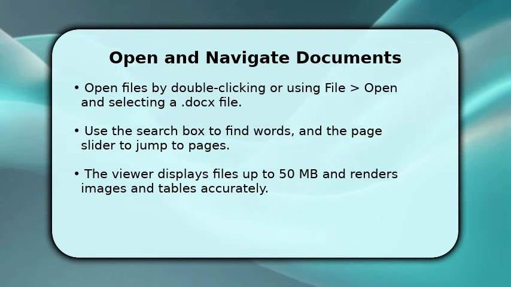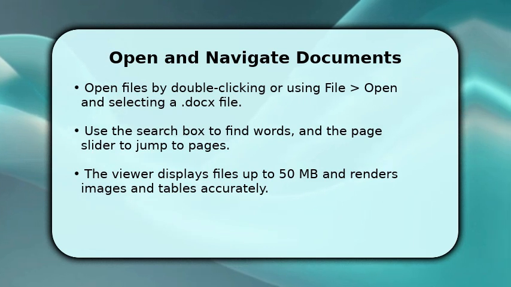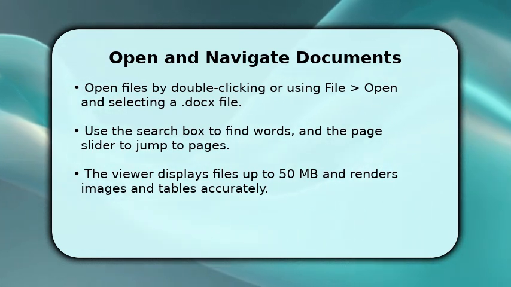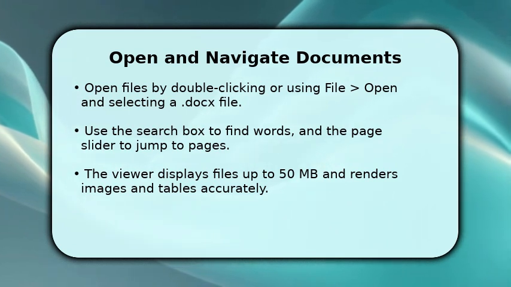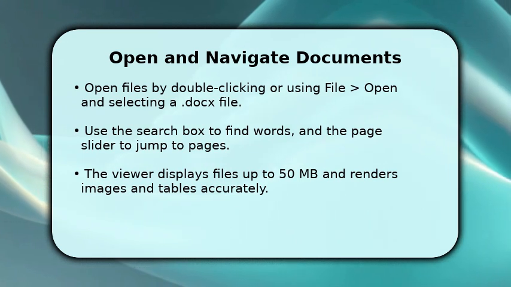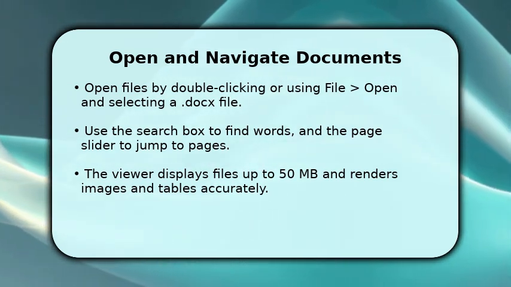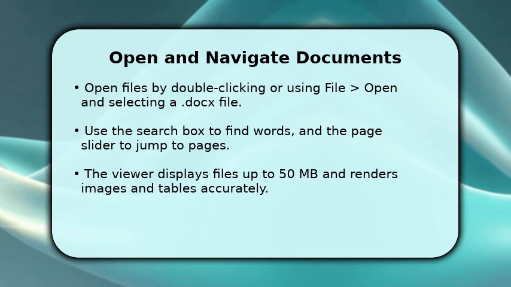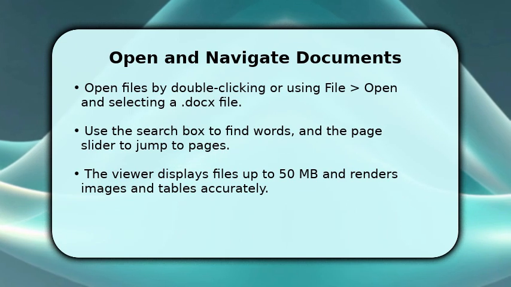The viewer loads the document and shows thumbnails in the left pane for quick navigation. Use the search box to find specific words and the page slider to jump directly to a page. Zoom controls let you set a percentage or fit the width for comfortable reading. The viewer renders images, tables, and styles accurately for files up to 50 MB in size. You can also switch to full-screen reading mode to focus on content.